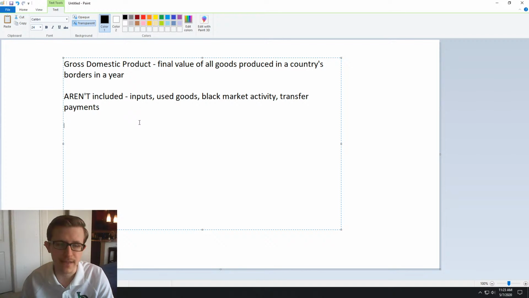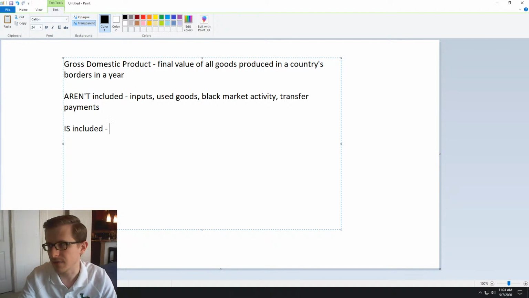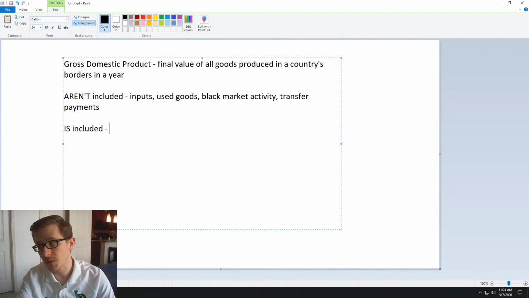Now, that said, what is included? We're going to have our 4 different domains of GDP, as I'm sure you guys very well remember. It's a huge concept for the course, especially leading into our aggregate model. So the first and biggest part of GDP, especially for us here in the United States.